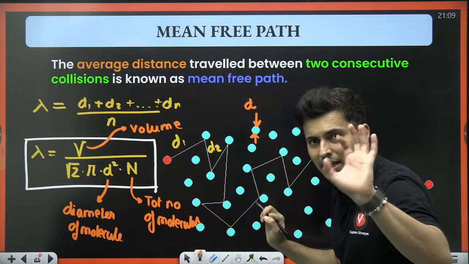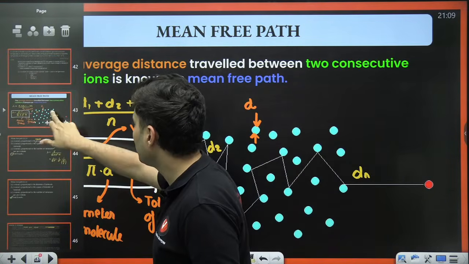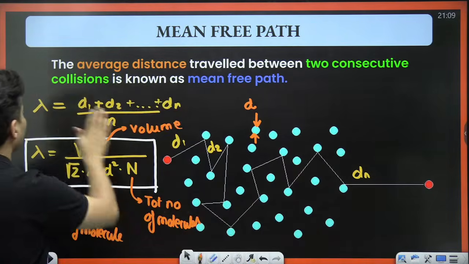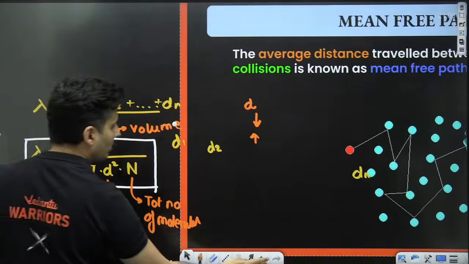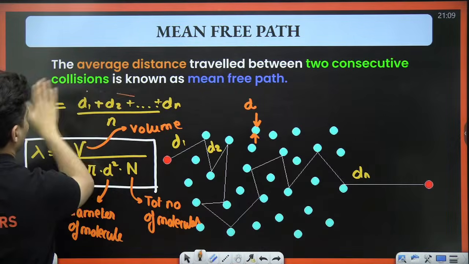For example, what I tell you, let me just create a duplicate out of this. Let me get rid of all this. Oops. Oh my God. Okay.